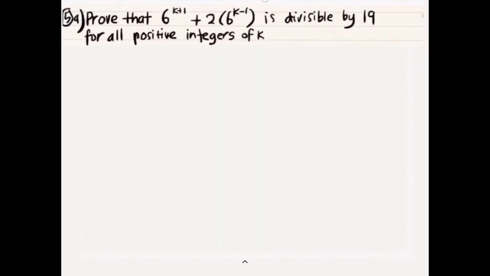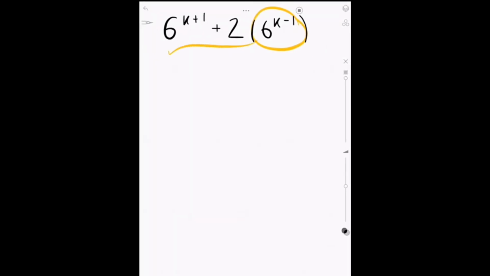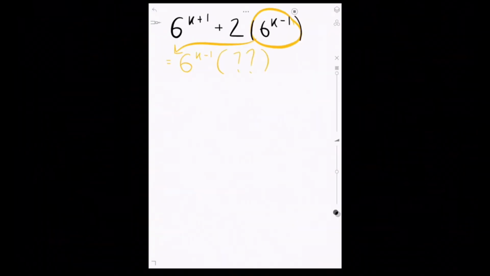Alright, so the question asks for evidence to prove that when the expression above is calculated with any positive value of k, the answer would be divisible by 19. First, we must factorize the expression. So, how do we factorize? Since we're putting 6 power of k minus 1 outside the bracket, every term in the expression must be divided by 6 power of k minus 1.